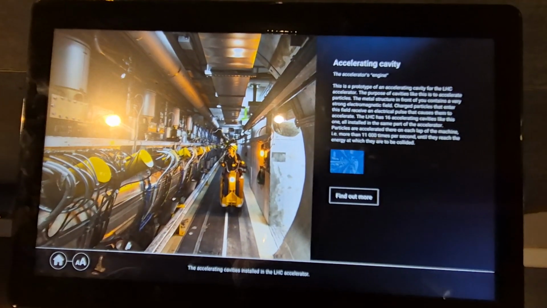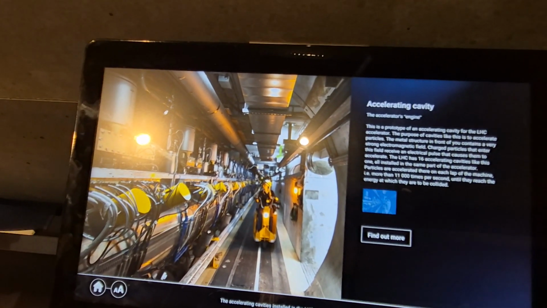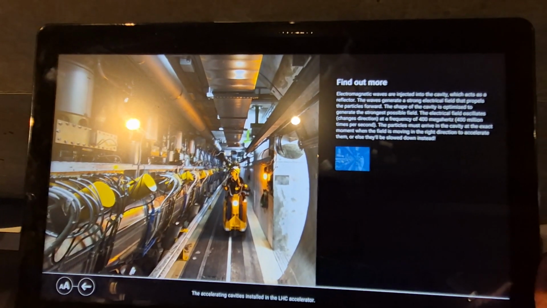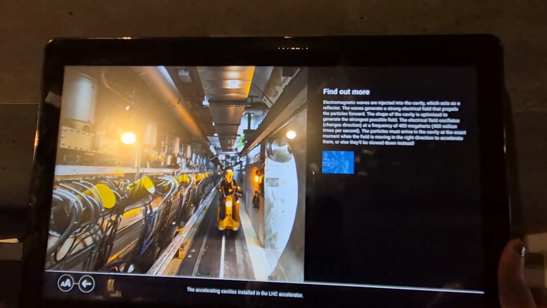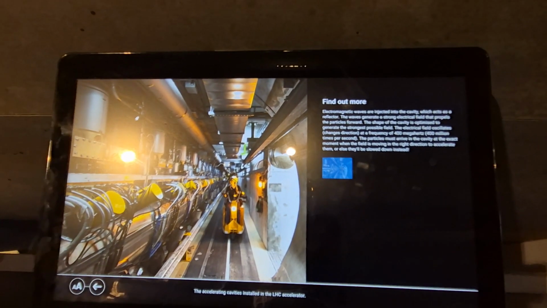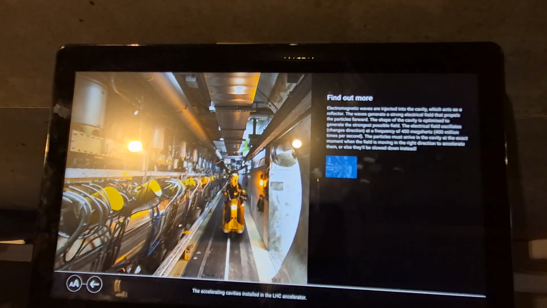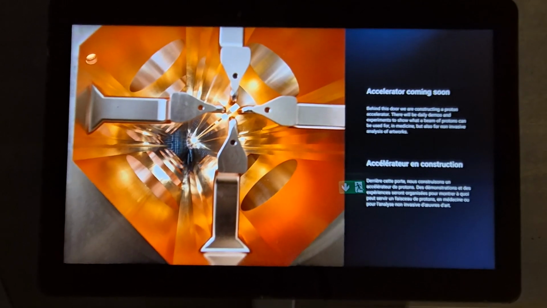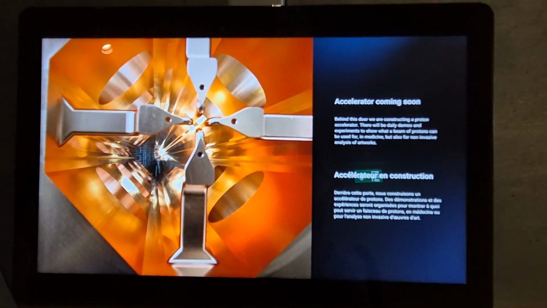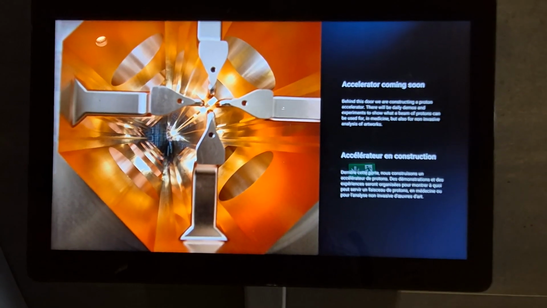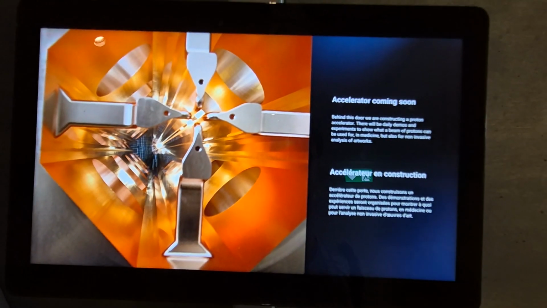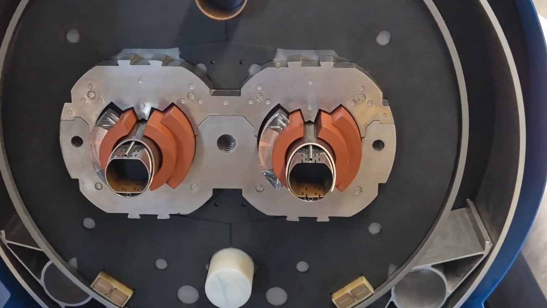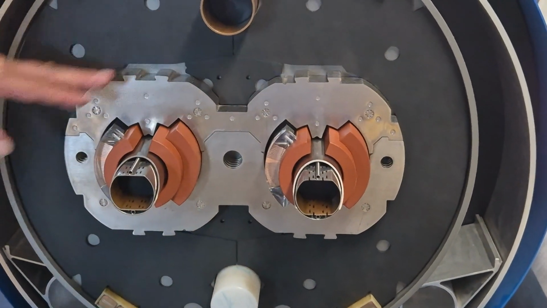This is the accelerating cavity. Electromagnetic waves are injected into the cavity, which acts as a reflector. Look at the pipes at the top. The accelerator is extracting a proton, and the other particle goes the opposite way. And this is the electromagnet.